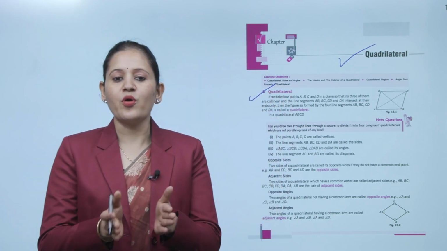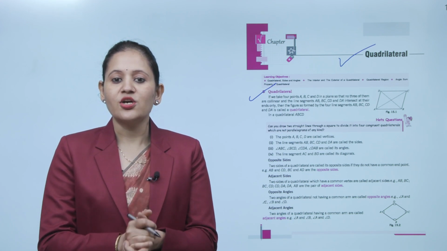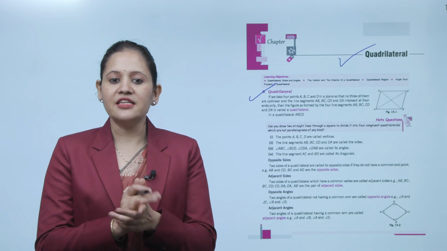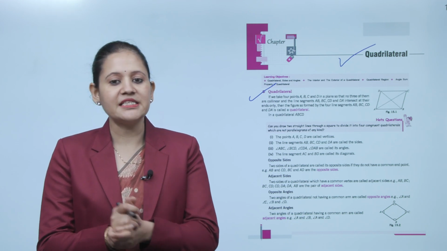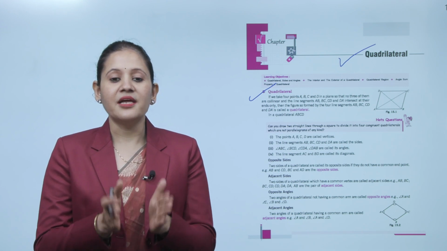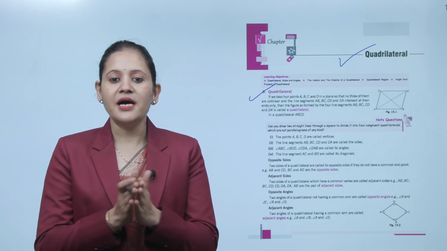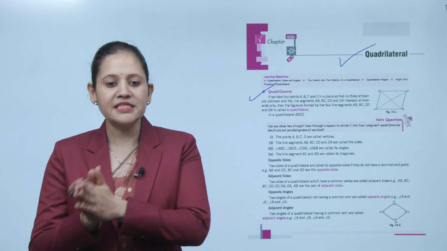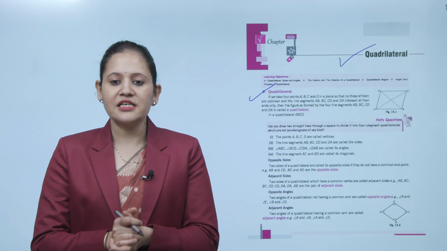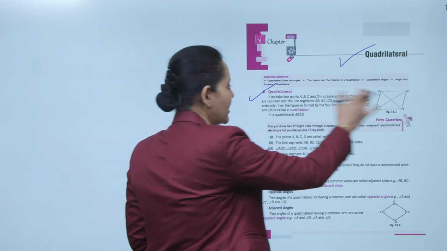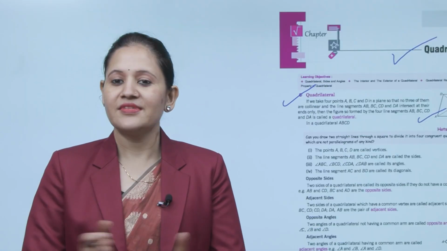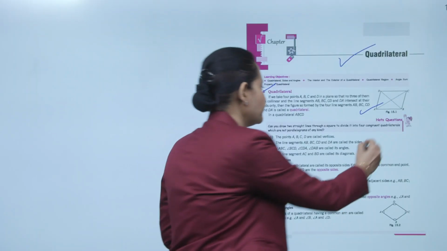If we take 4 points A, B, C, D in a plane so that no three of them are collinear, and the line segments AB, BC, CD and DA intersect at their ends only, then the figure so formed by the four line segments AB, BC, CD and DA is called a quadrilateral. In a quadrilateral ABCD, so this is a quadrilateral ABCD.